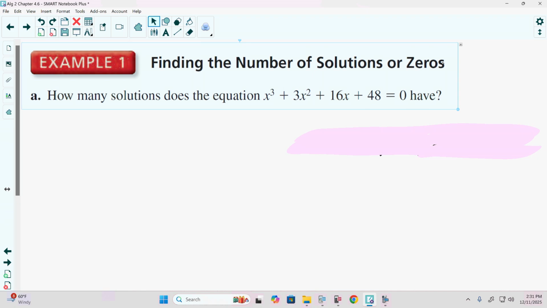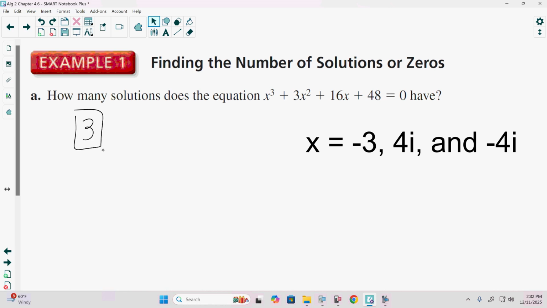So, if we look at this here, x cubed plus 3x squared plus 16x plus 48, how many solutions does it have? What's its degree? So how many solutions should it have? 3. Because the number of solutions is equal to the degree. Now, it didn't ask us to find the solutions. It just said how many does it have. Negative 3, 4i, negative 4i. That's it.